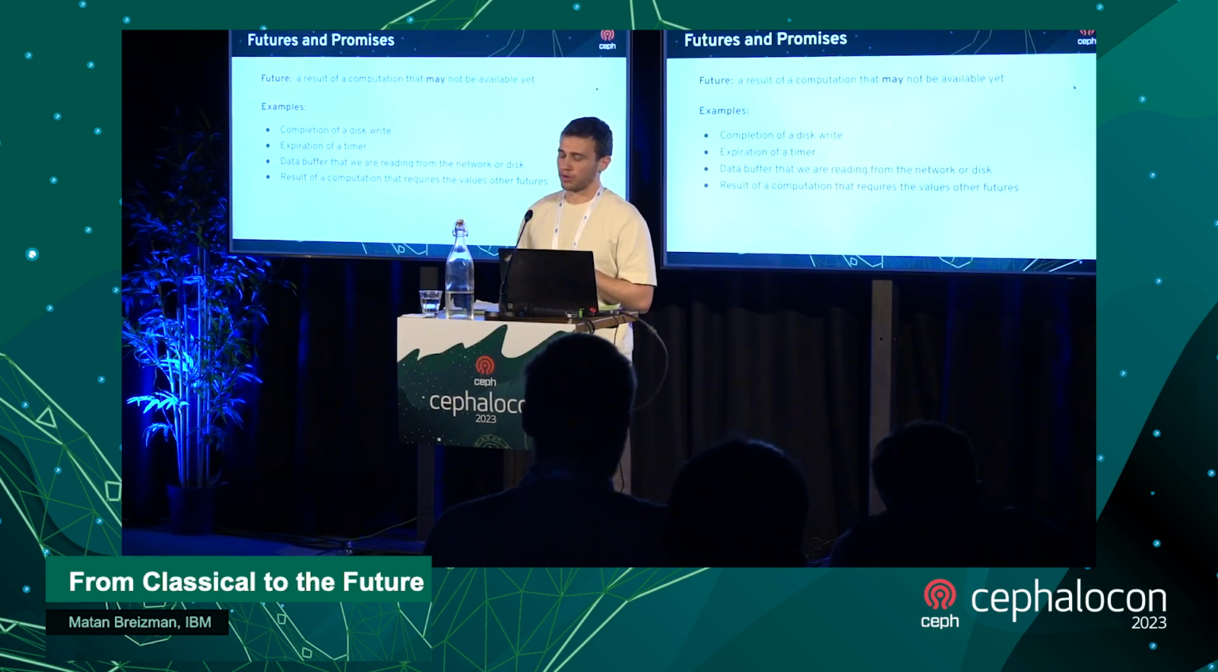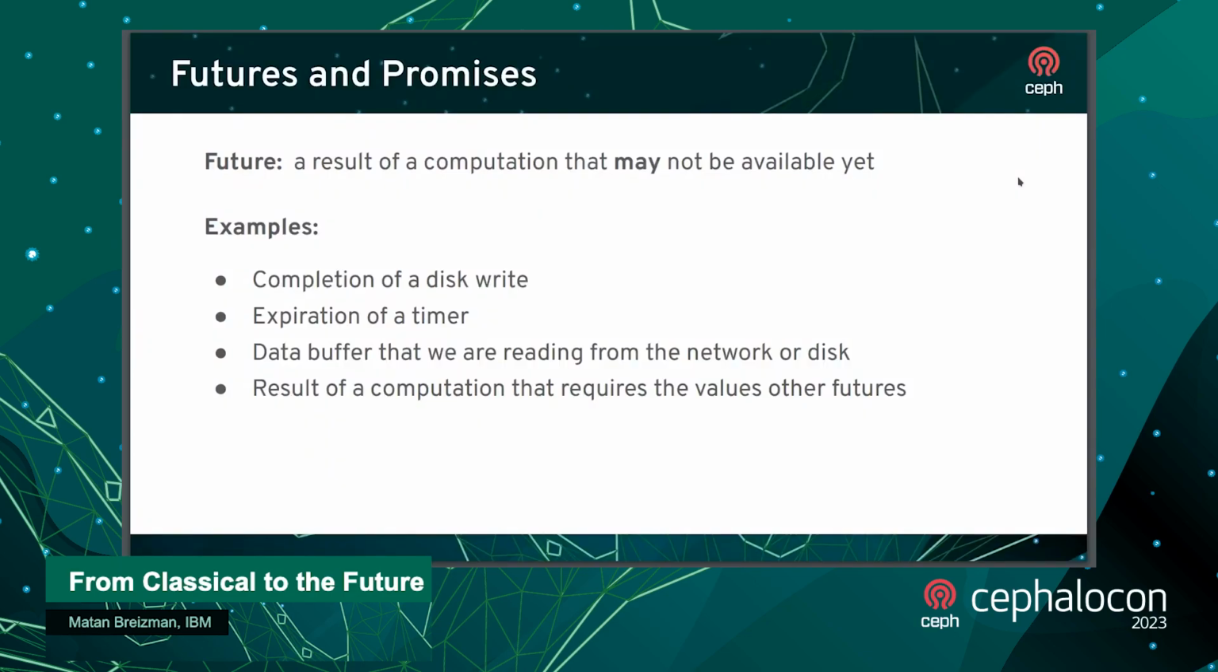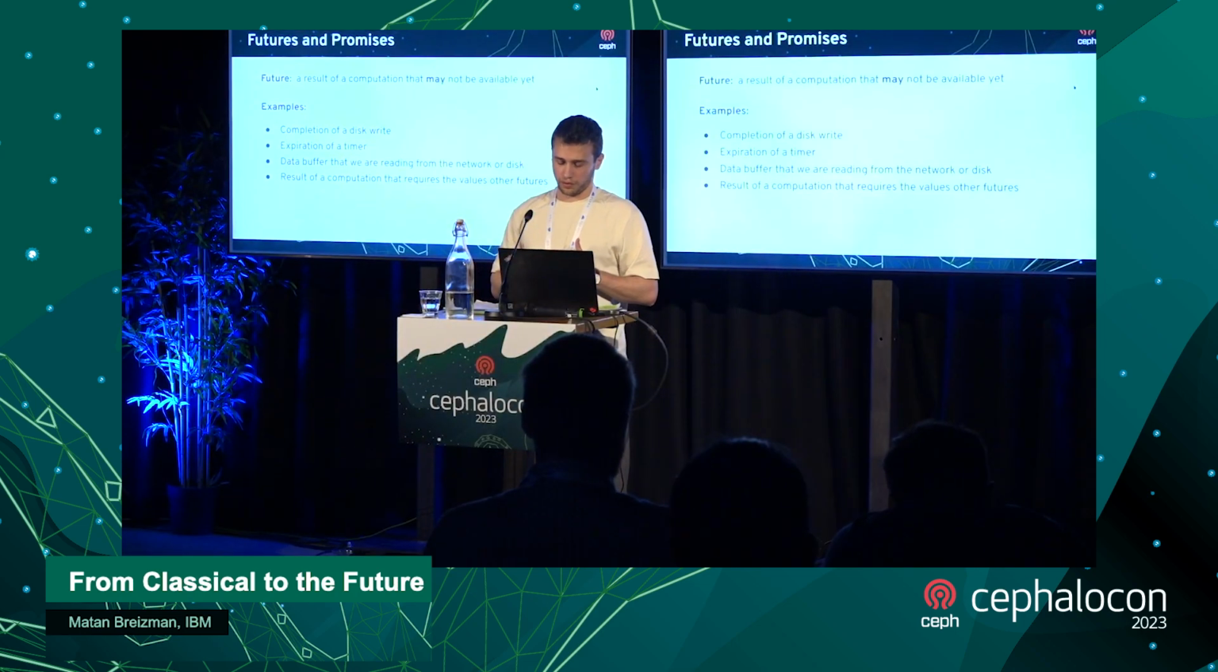So let's talk about futures and promises. Futures and promises are the building blocks of asynchronous programming. A future is the result of a computation that is taking place that may or may not be available yet for us to use. Examples of futures are the completion of a disk write, which is really relevant to us, the expiration of a timer, a data buffer that we are reading from network or from disk, and also the result of a computation that requires values from other futures we are currently waiting for.